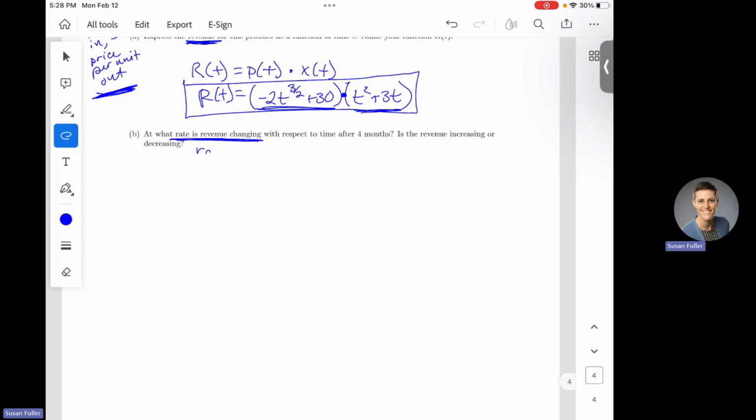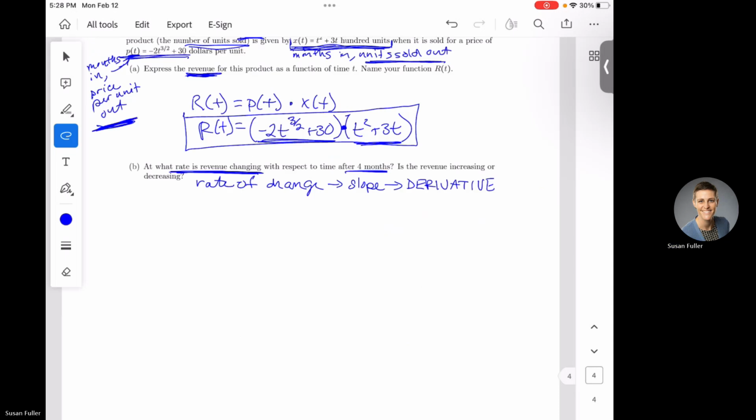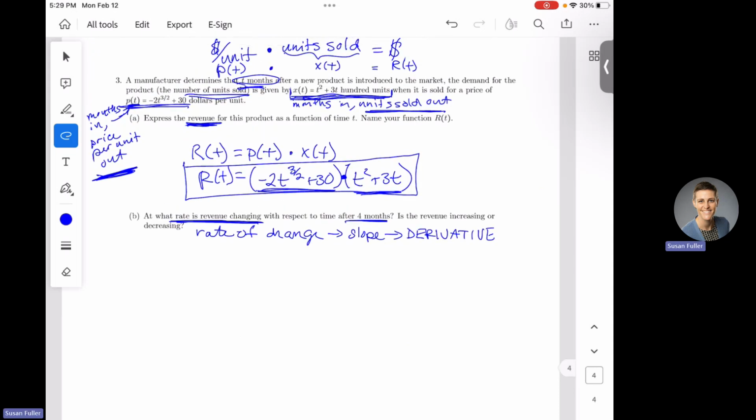I want to know the rate at which the revenue is changing. This is a rate of change of the revenue, right? At what rate is it changing? That's a rate of change. Rate of change means slope, and slope means derivative. What I'm being asked for here is the derivative of revenue after 4 months. Well, after 4 months, that's a t value, right? T is in months. So this is a derivative at t equals 4 after 4 months.